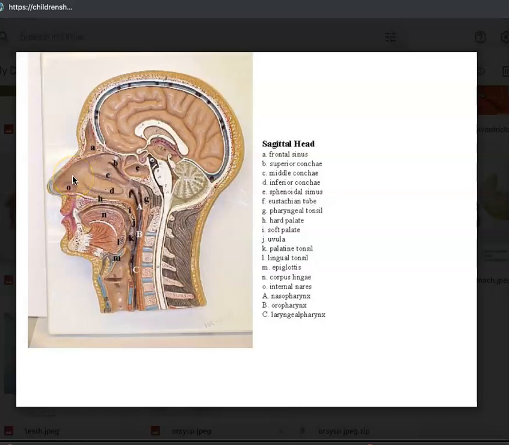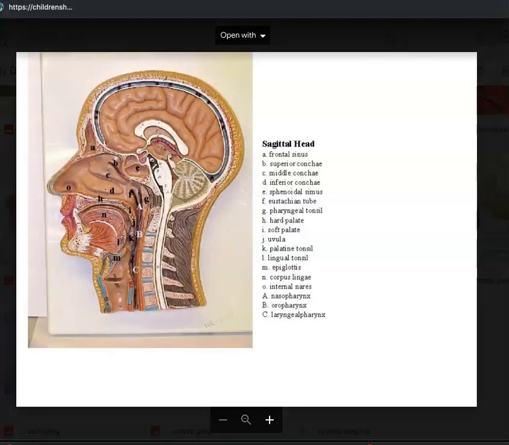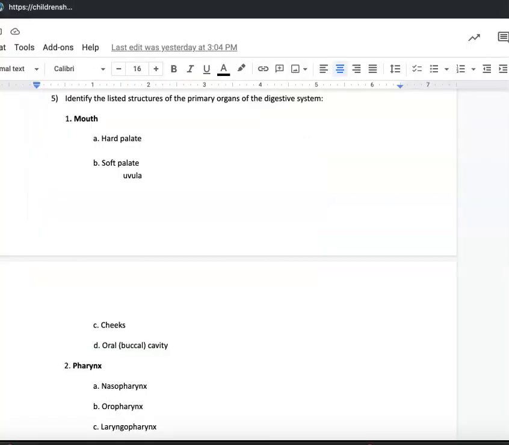In this brief video, I'm going to go over the parts that you need to know in the sagittal head. So where I am looking, I'm going to go back and forth here. I'm going to look here, number 5. We're looking at the mouth and the pharynx area.